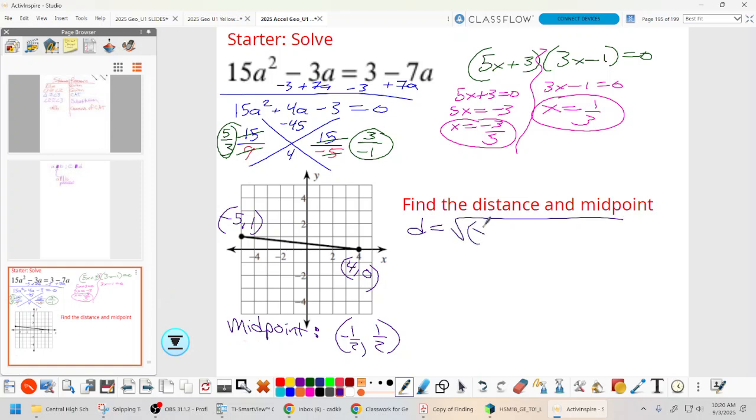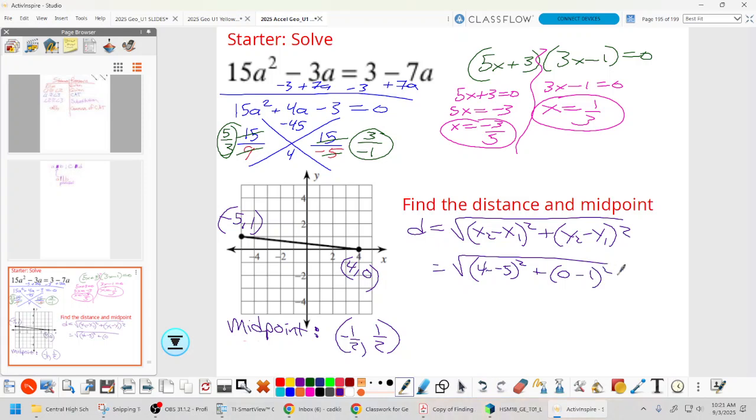Distance formula, make sure you're writing it first, so you know where to plug stuff in. So x2 is 4, x1 is negative 5, and then y2 is 0, and y1 is 1. Be careful on the subtraction, so you should get 9 squared and negative 1 squared. What is negative 1 squared? It's positive 1, so our end result is square root of 82.